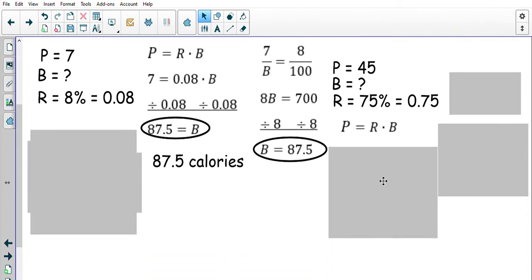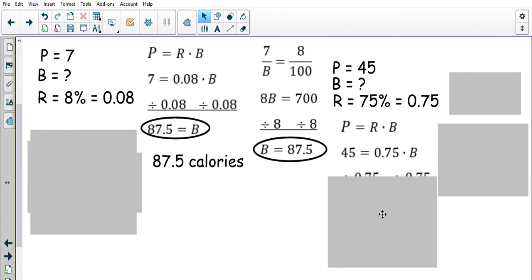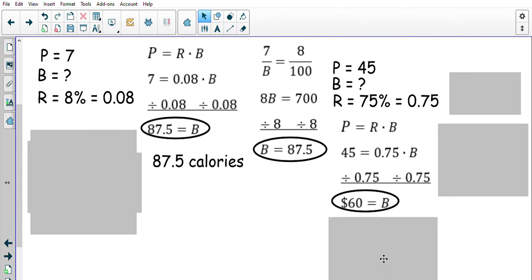So first things first, percent equation. P equals R times B is 45 equals 0.75 times B. Divide both sides by 0.75. You will get $60, which makes sense. The original price should be higher.